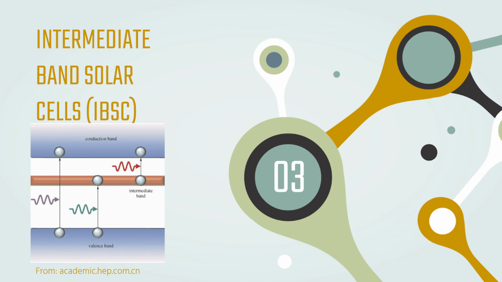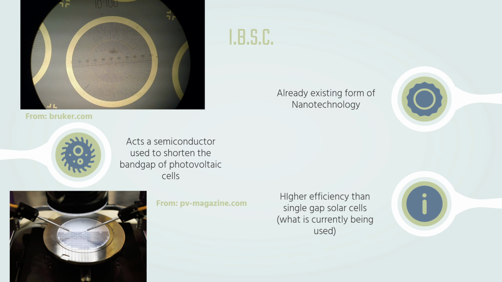Intermediate band solar cells. IBSCs are an already existing form of nanotechnology that act as a semiconductor. It shortens the band gap, making the jump of electrons more efficient and conserves more energy than the current usage of single gap solar cells.